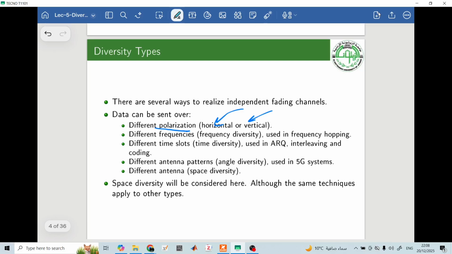We can use different frequencies, so we can transmit the same signal on different frequencies. This will give us frequency diversity. Similarly, we can use different time slots to send the same signal. Again, this will give us time diversity. We can use different antenna patterns, which is called angle diversity. And what we'll talk about in detail in this lecture is the space diversity or antenna diversity.